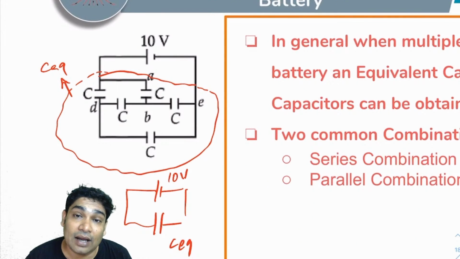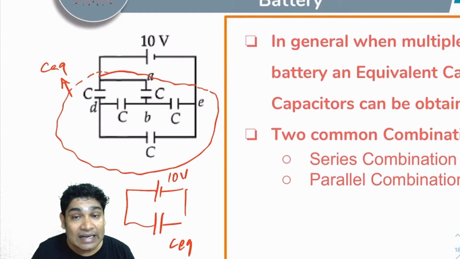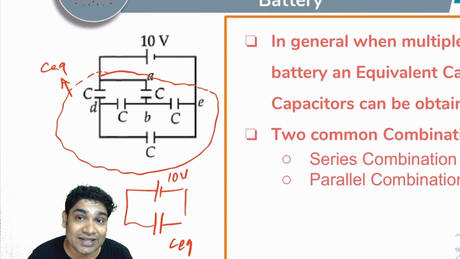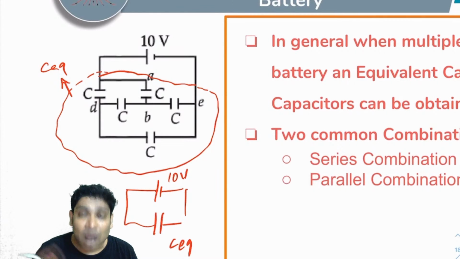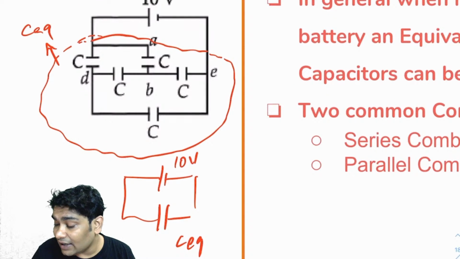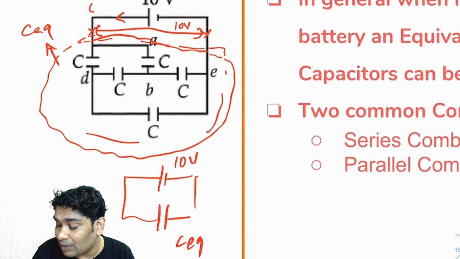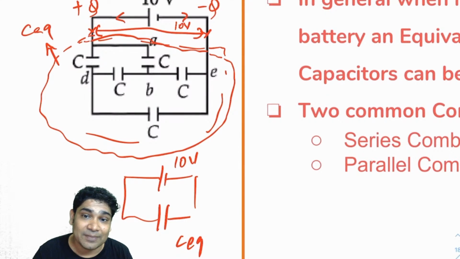So as I was saying, any number of capacitors that are connected to a battery can be converted, and I can replace all of them by a single capacitor which has some equivalent capacitance, which I can call C equivalent. So how do I decide what this equivalent capacitance is? It's very simple. What is this entire combination doing? This entire combination has a potential difference of 10 volt across it and causes a charge of plus Q to flow from here and minus Q to flow from here. That is also what I can say.